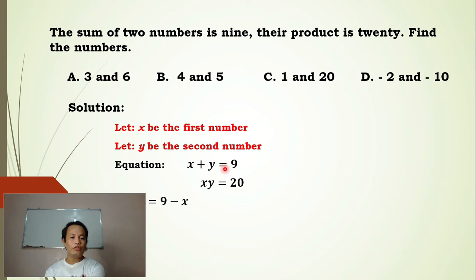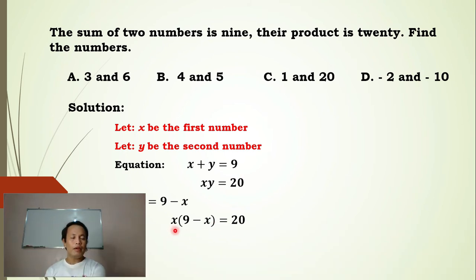So what we need to do now is to substitute this initial value of y into the second equation, which is xy equals 20. Instead of writing y here, we change that with 9 minus x because this is equal to y coming from the first equation. So we copy this x, this is our x, and instead of writing y, we change that with this initial value of y from the first equation. So that is 9 minus x. Then we just simply copy 20.